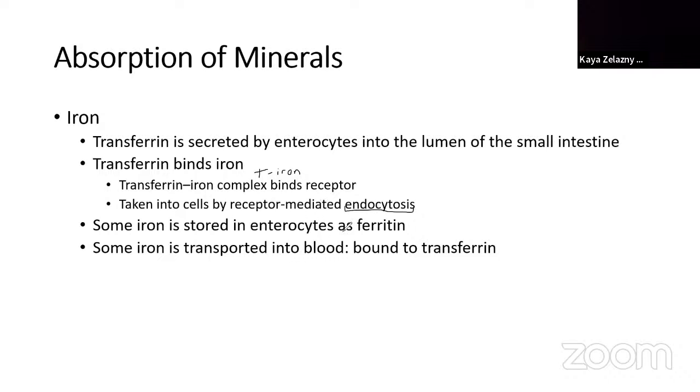Some of it is going to get stored as ferritin. So this is that form of iron we saw before. And some of that iron is going to continue into the bloodstream, again bound to the transferrin, so in that T iron.